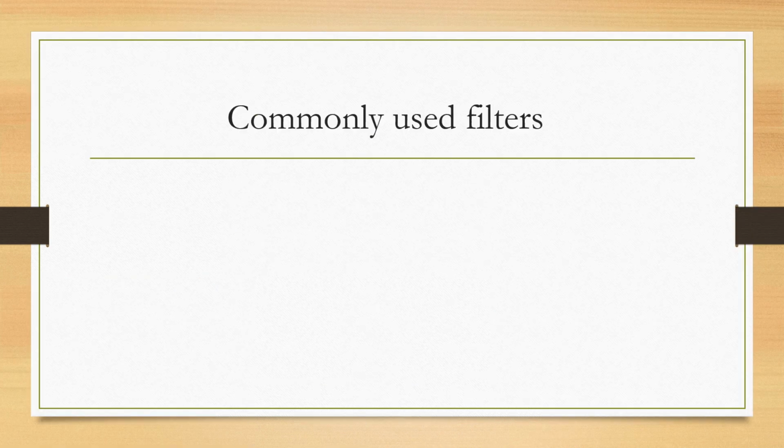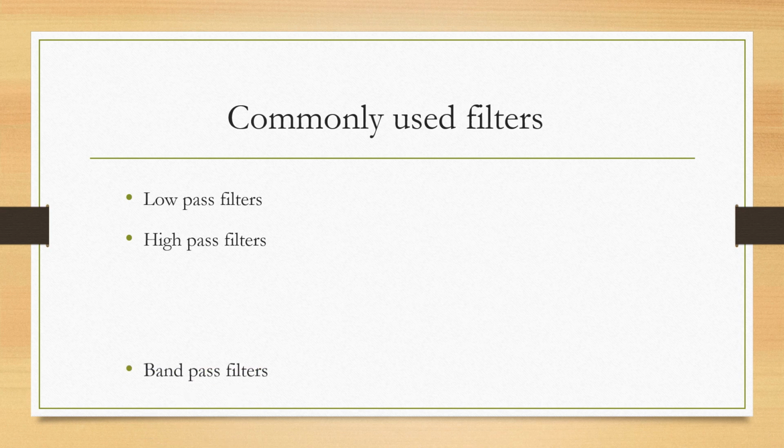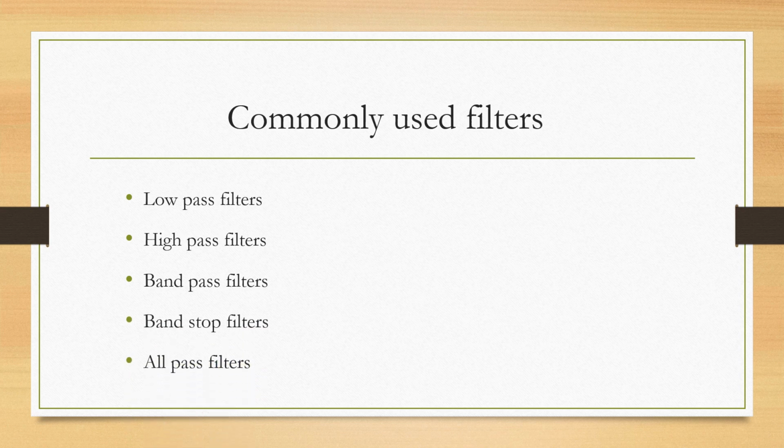Now moving to the commonly used filters. There are five commonly used filters. The first one is the low pass filter. The second one is the high pass filter. The third one is the band pass filter. The fourth one is the band reject or band stop filter. And the fifth one is the all pass filter. We will see these particular filters in detail.